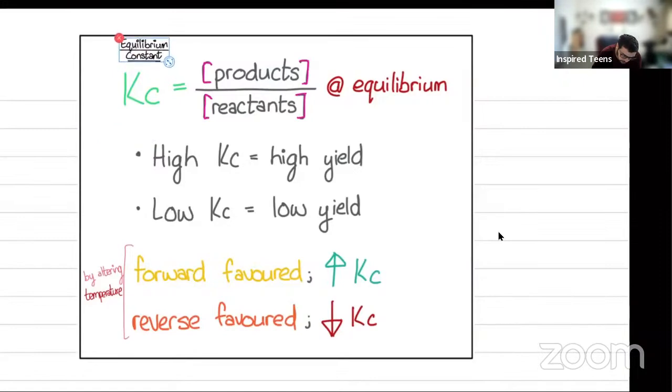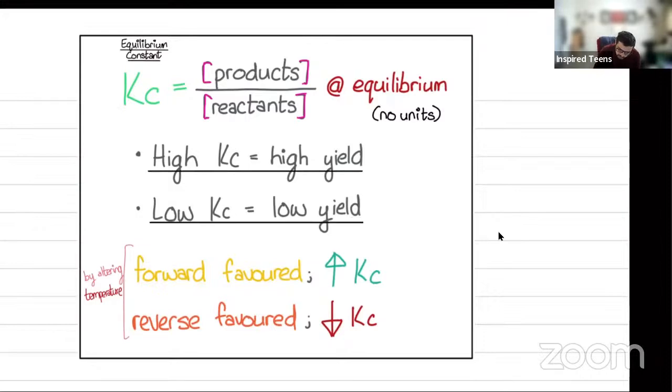Because it's a constant, we need to remember it has no units. It's not moles or anything like that. It has no units because it's a ratio. It's like a 5-to-1 ratio, whatever it is. So you're saying we have 5 times the amount of products compared to reactants, or 1/5 of the product compared to reactants, like a ratio. That's all it is. When we have a high Kc, that means we have a high yield. When we have a low Kc, that means we have a low yield. Remember the word yield represents the amount of products formed.